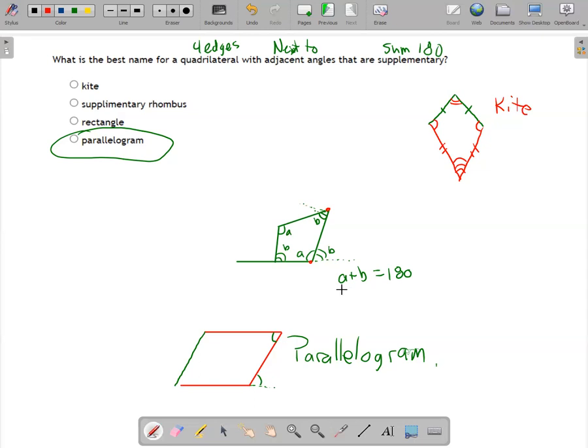unless all four of these are congruent. But anyway, the best name for a quadrilateral with adjacent angles that are supplementary is a parallelogram, due to this exploration here. Yeah, so I don't think this side had to be the same as that side. I think the idea of alternate interior angles is the way that's going to roundabout lead us to a parallelogram. That was fun.